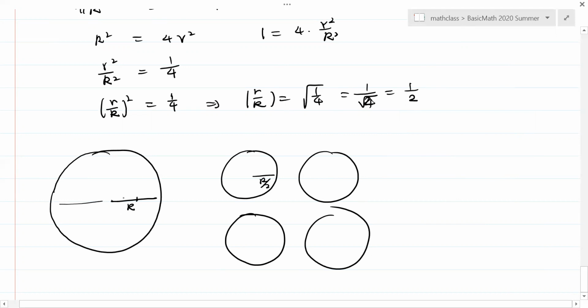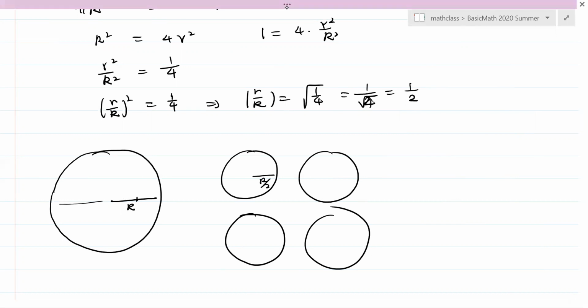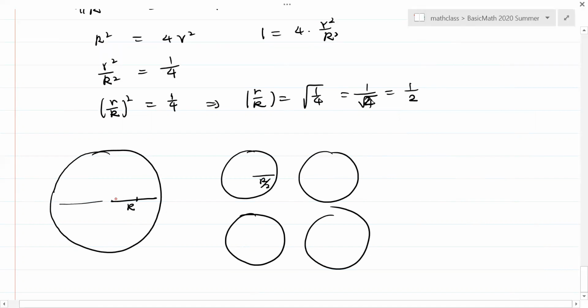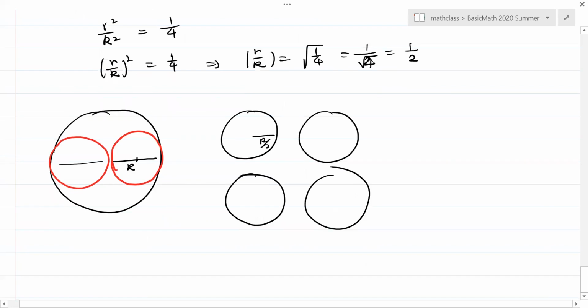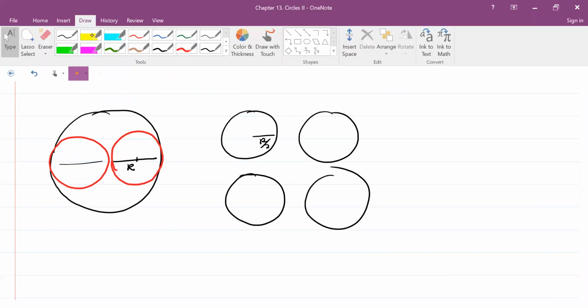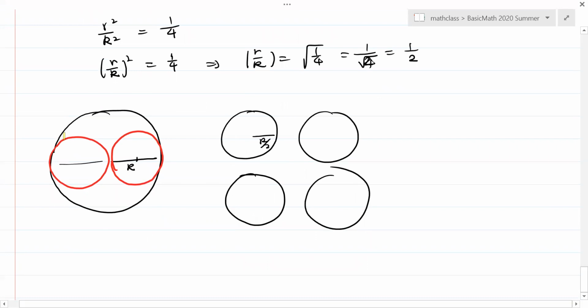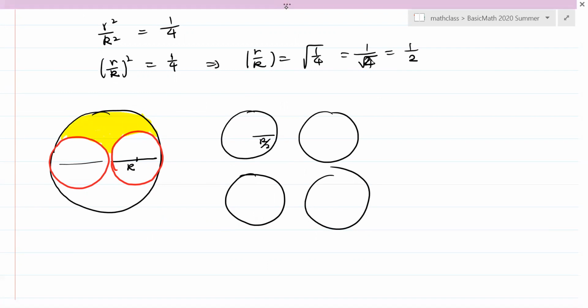So actually, let's imagine. You get this, right? So you fill that part. Then you also fill this part. Okay. Now, what is left? You have this part, right? You have another part.